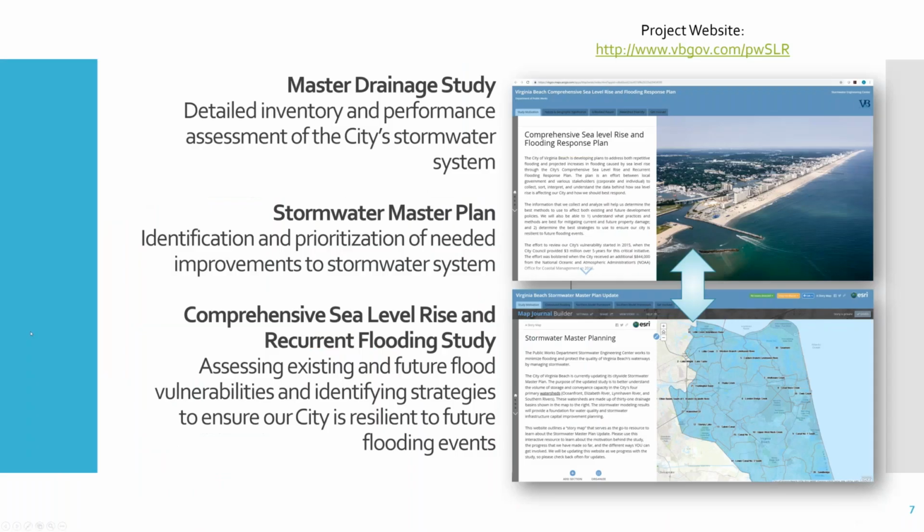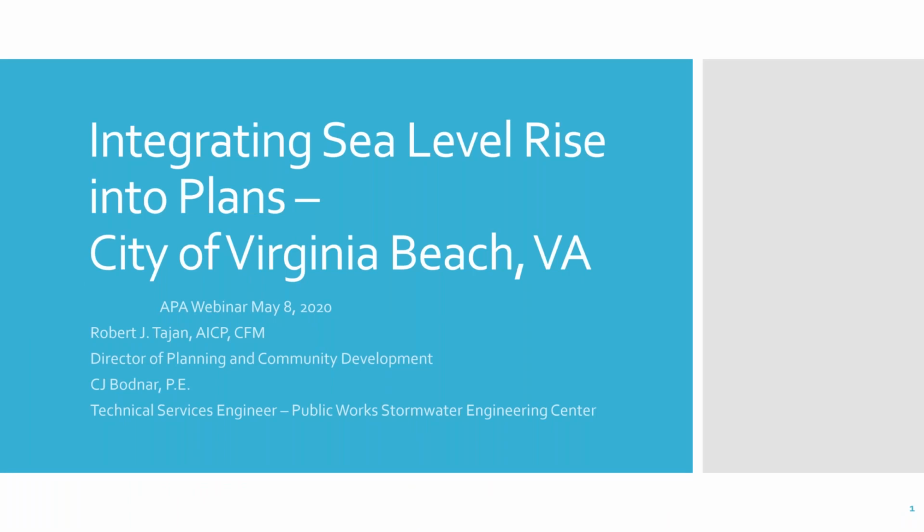So again, I'm Bobby Tahan. I'm the Director of Planning for the City of Virginia Beach. And with me, I have CJ Bodner, the Technical Services Engineer for the Public Works Stormwater Engineering Center as well. And I have the opportunity to share a lot of the information that has been provided and worked on by Public Works as we're coming up to trying to do our best to implement all of these strategies that we've been working on.